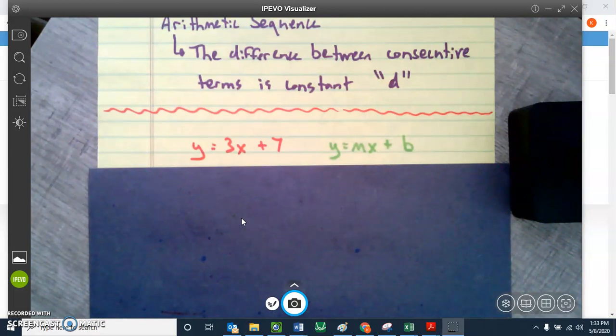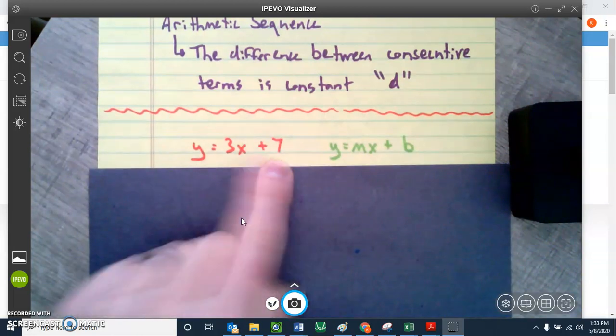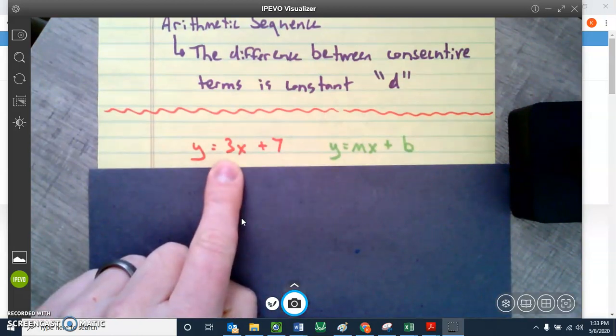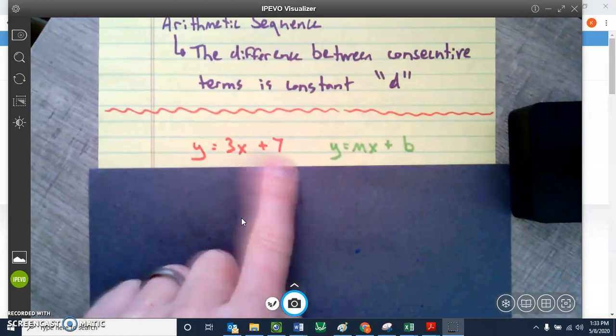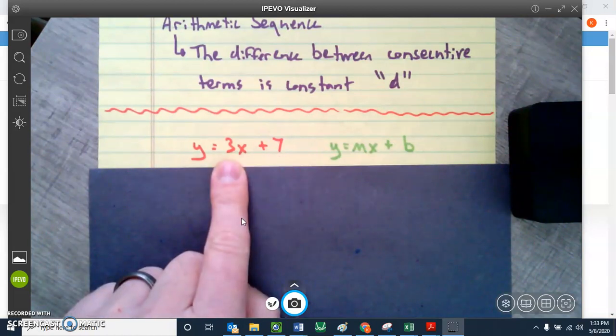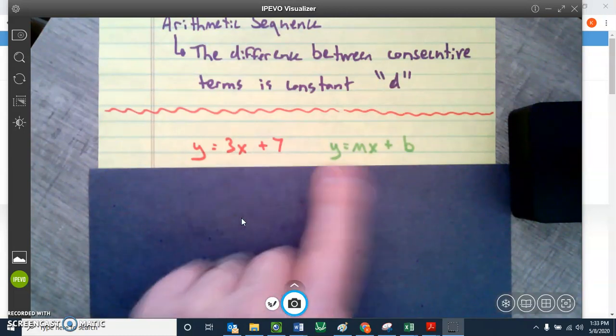Just like you would do in a sequence, start from this number, and how about this? Start from 7 and go up by 3 each time. That's how we would graph this thing. We'd go to our y-intercept, and we move up 3 over 1, up 3 over 1, or over 3 up 1 type of thing. That gives us y equals mx plus b.